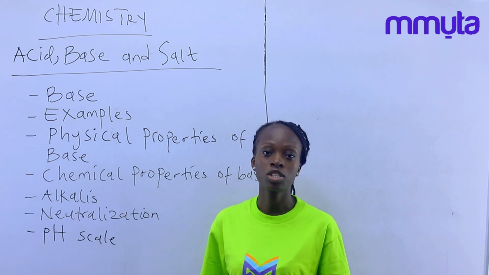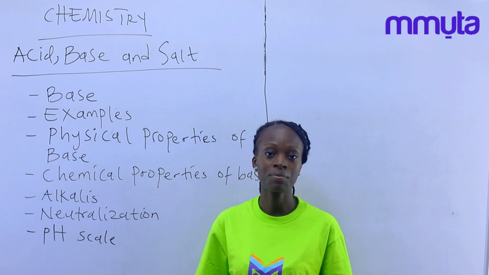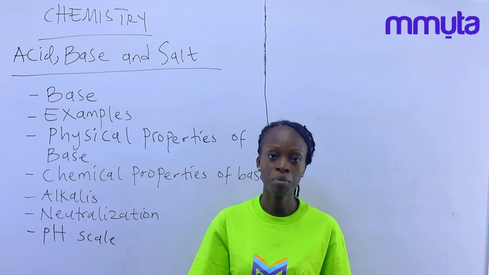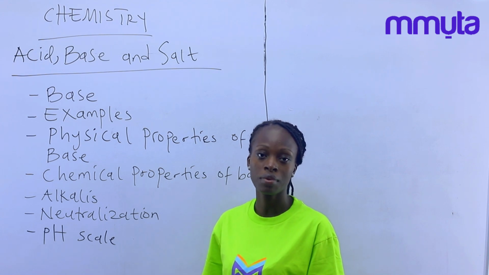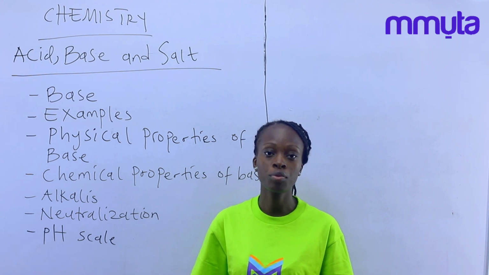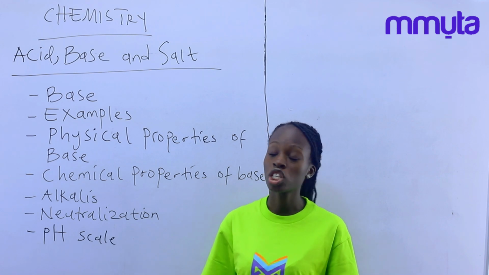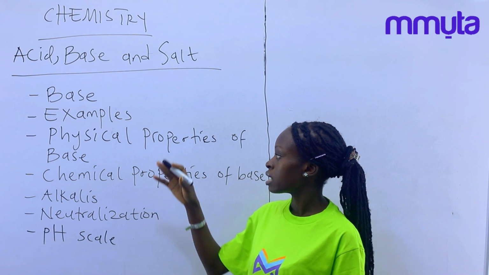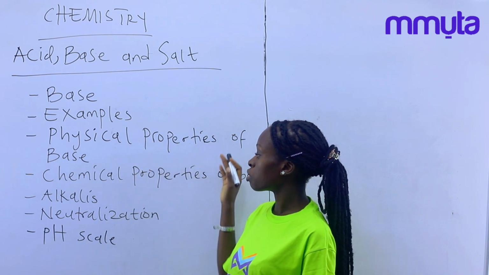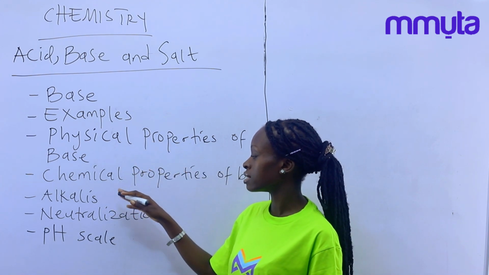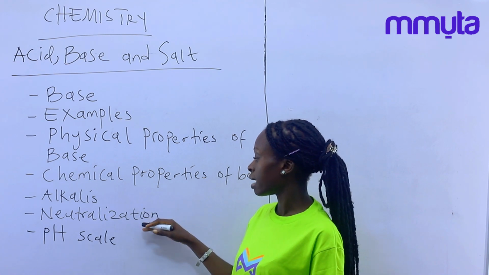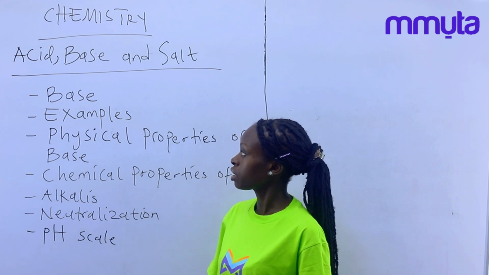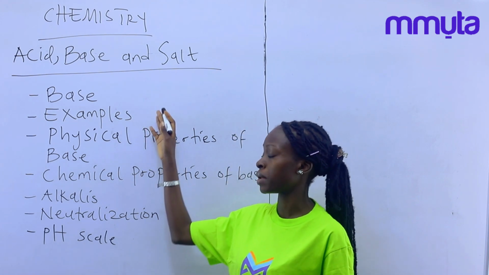Now in our previous class we looked at acid, we looked at the definition of acid, we looked at some examples of acid, we looked at chemical and physical properties of acid, and we also looked at some uses of acid. So today we're going to be looking at base, we're going to be looking at some examples of base, physical and chemical properties of base. We're going to be looking at alkalis, we're going to be looking at neutralization, and then we'll end the class with pH scale.